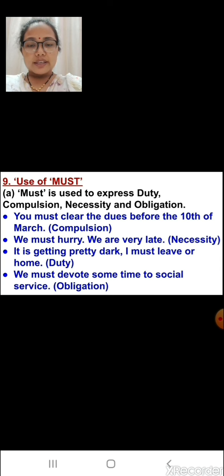Number 3, it is getting pretty dark. I must leave our home. Here must is expressing duty. Number 4, we must devote some time to social service. Here must in this sentence expresses obligation.